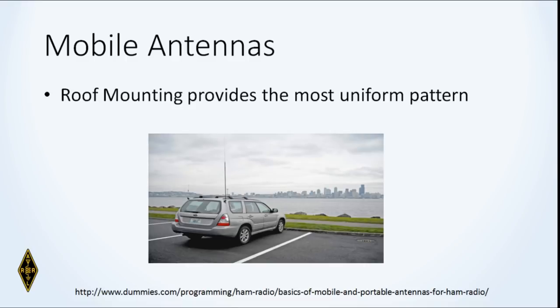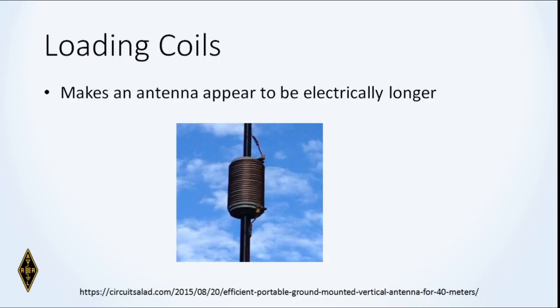Roof mounting of an antenna on a vehicle, right on the top of the roof, provides the most uniform pattern from that antenna. If you mount it on the side, like on my Avalanche downstairs, you can take a look, it's mounted by the engine compartment. My antenna radiation pattern is not uniform. It favors the direction of the car body because there's nothing to push against over there. And loading coils, like that little coil there, you can put a loading coil in the middle of a vertical radiator and make it look electrically longer. That's called a loaded antenna.